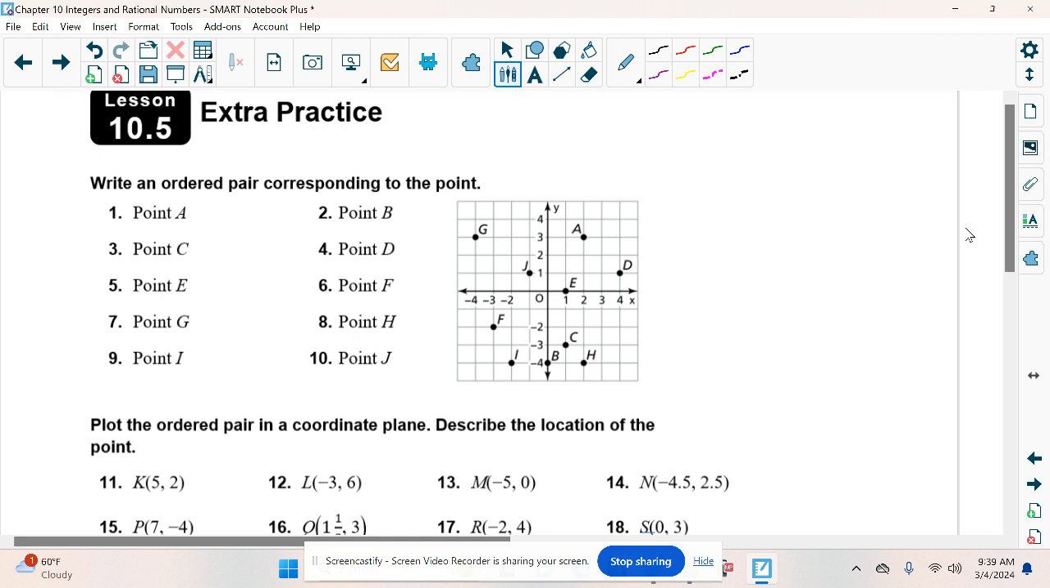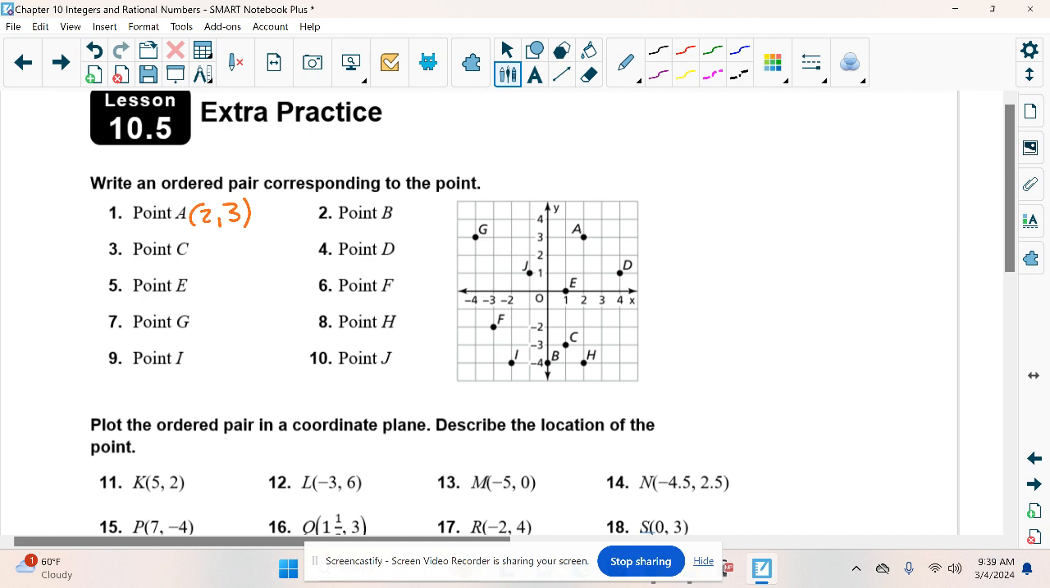So, point A. No, raise your hand. All right, A for Amy Kate. What's the ordered pair for point A? 2, 3. 2, 3 is correct, because you go over 2, up 3. Beautiful. B for Bavona.